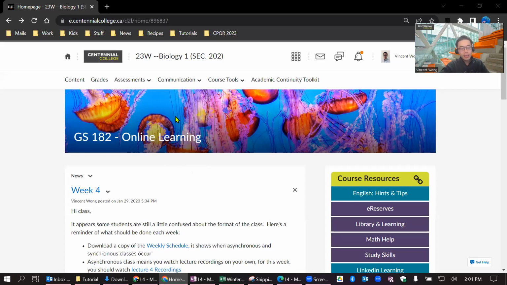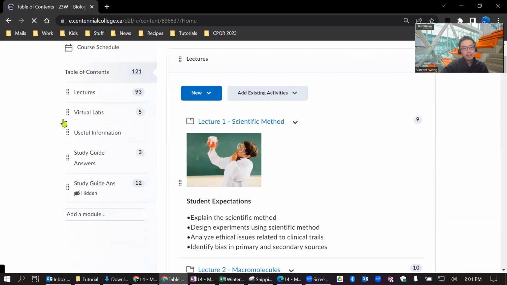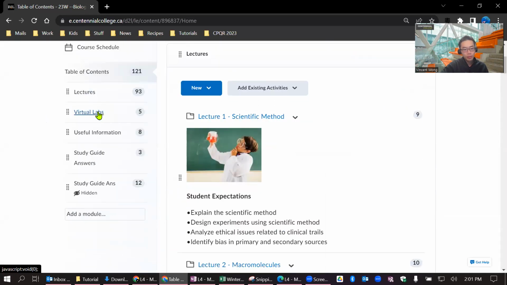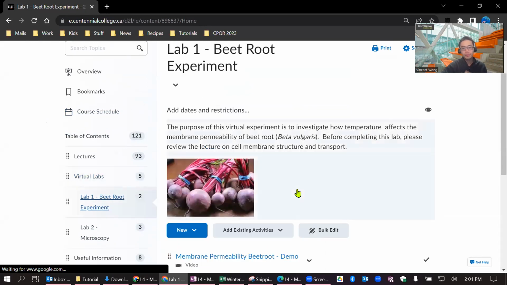Okay, so here is the course homepage, and I will post a link to the lab later on. Right? But if you try to find it, you're on your own. You will click on content, and then click on virtual labs. There are 2 labs. We're doing the beetroot lab next week, so click on that. And this is the beetroot lab.